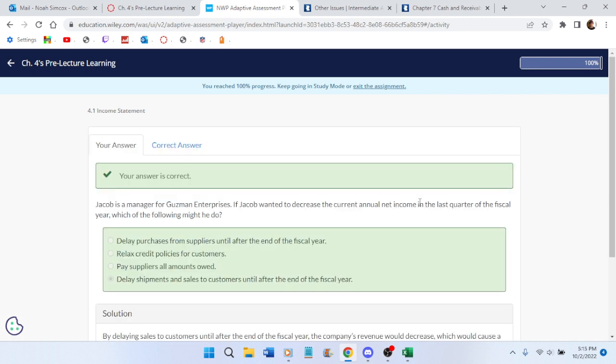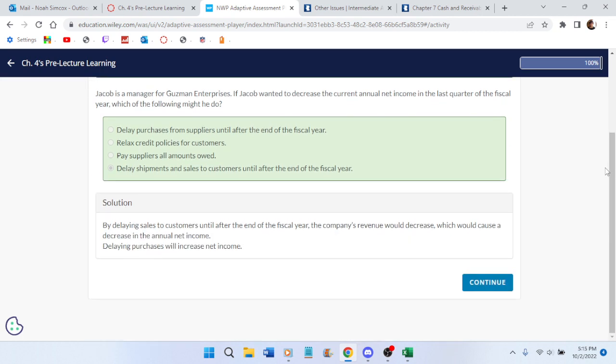Oh, jeez. And why is that the case? Think about it. If you delay shipments and sales to customers, because theoretically you would make profit off of those sales, but if you do not make the sales yet, then you have not made the profit. Oh.